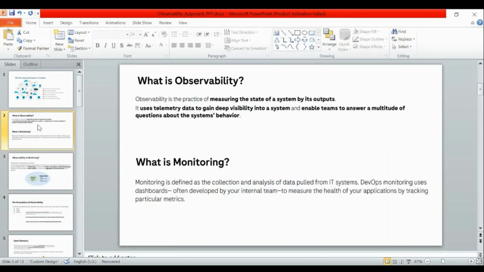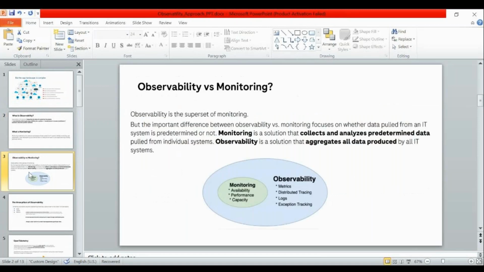Okay, I'll just quickly recap. The one which we discussed about observability and monitoring talks about what the major difference is and how we are going to differentiate between monitoring and observability, and what the key parameters or key elements are that can be considered in order to differentiate between monitoring and observability.